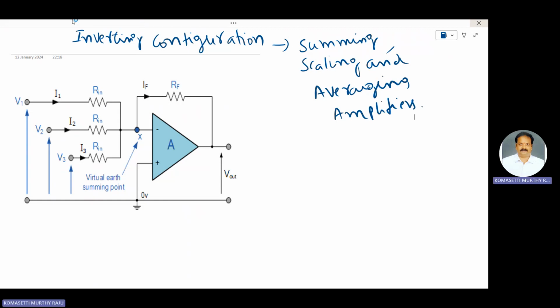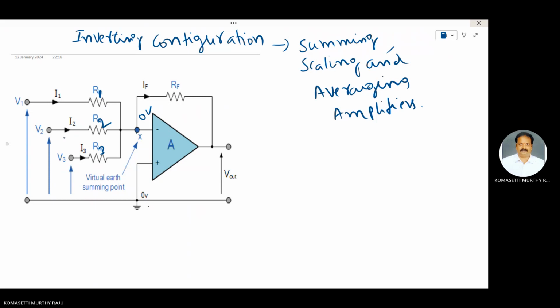First one is summing. Here R1, R2, and R3 are the three resistances. This one is RF. The current flow through this RF is IF. This one is the virtual summing point here. The plus terminal is connected to ground. That means the voltage at the inverting terminal is 0 volts. The voltage at point X is also 0 volts.